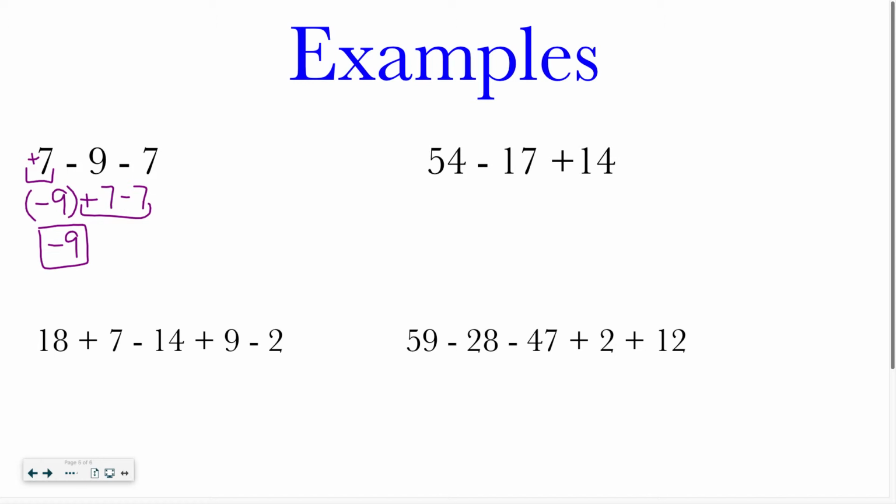All right, and then our next one, I have 54. I'm going to write my next positive number, 14, and then minus 17. 54 plus 14 gives me 68, and 68 minus 17 leaves me with 51.